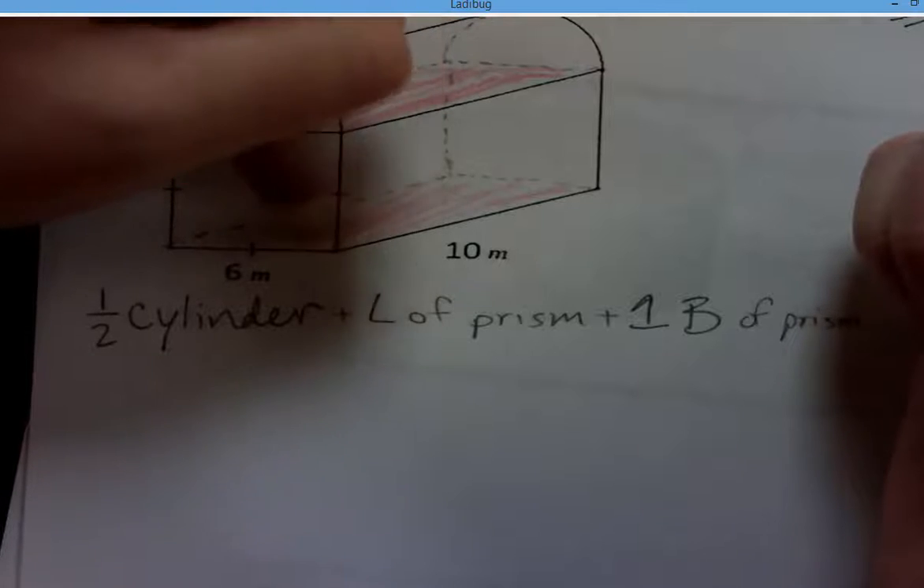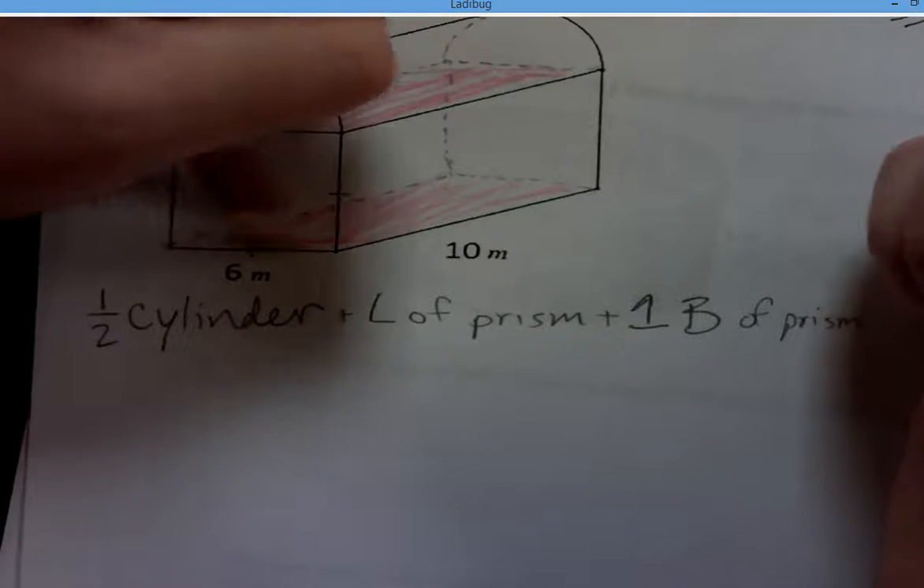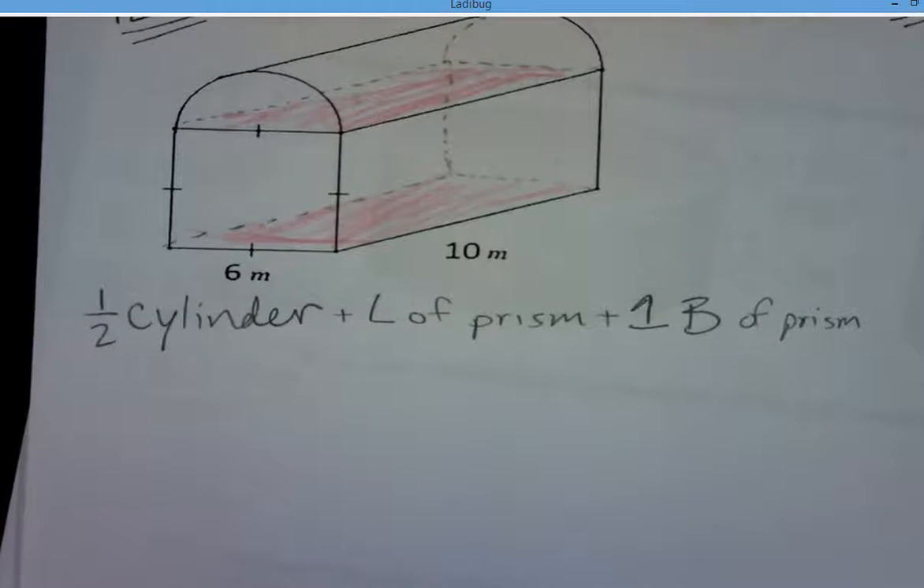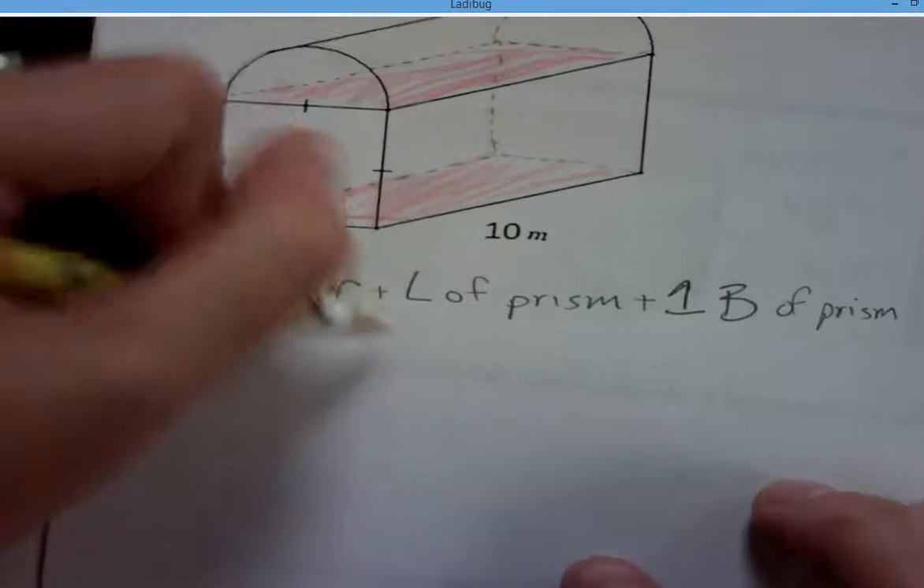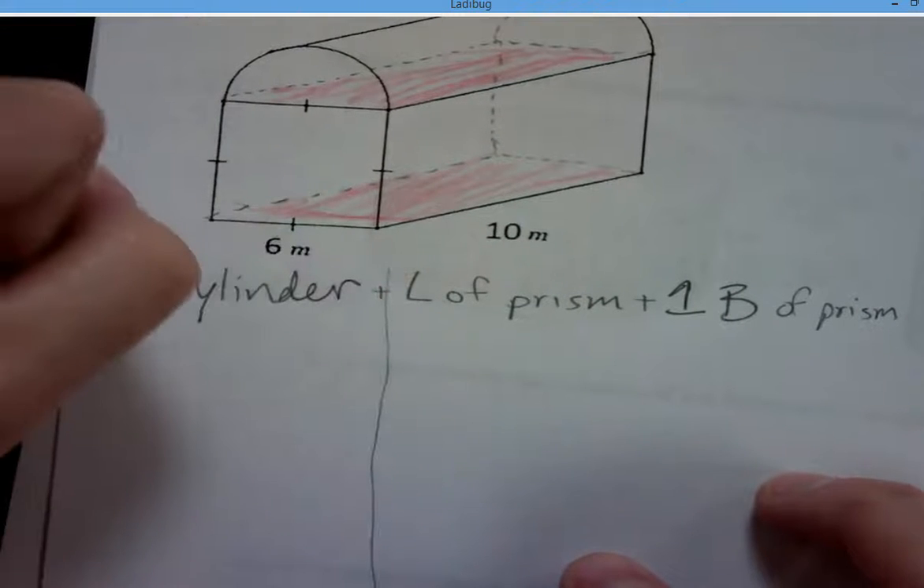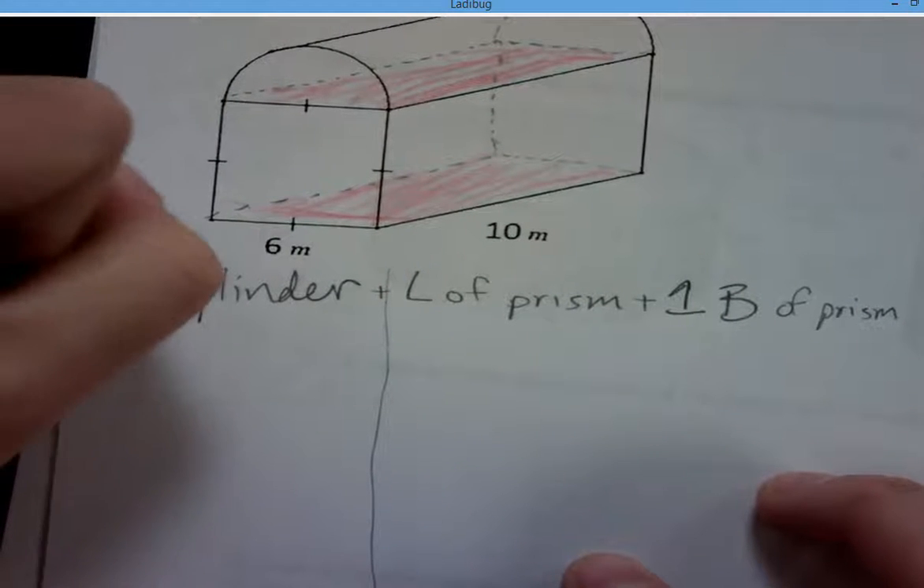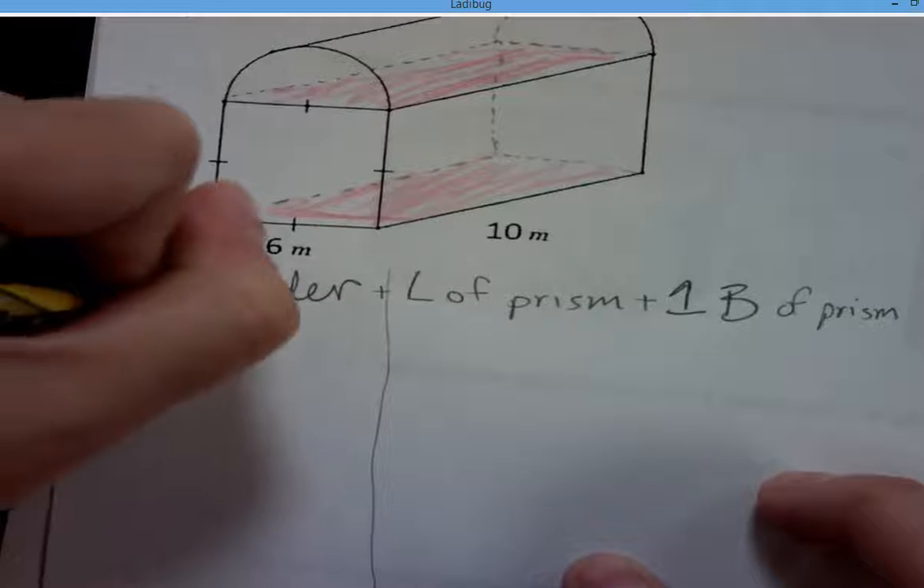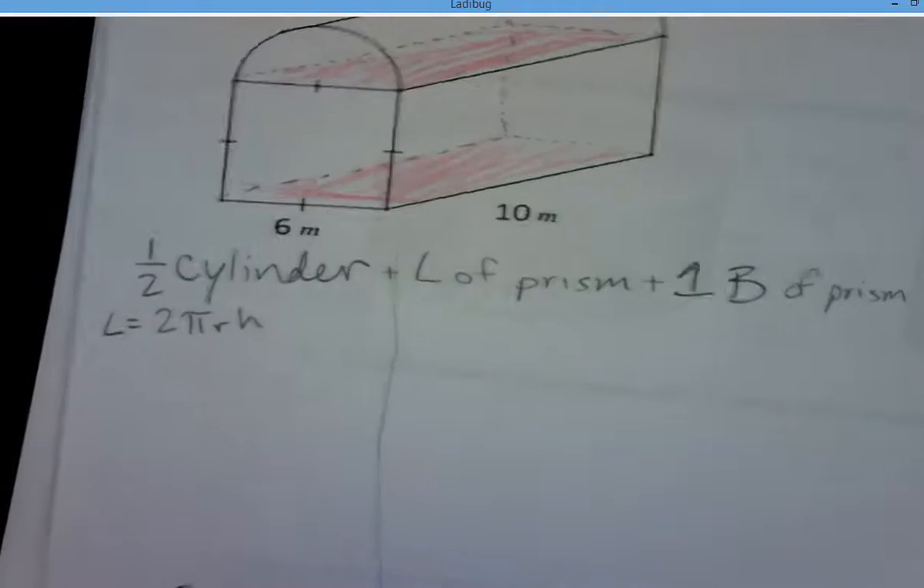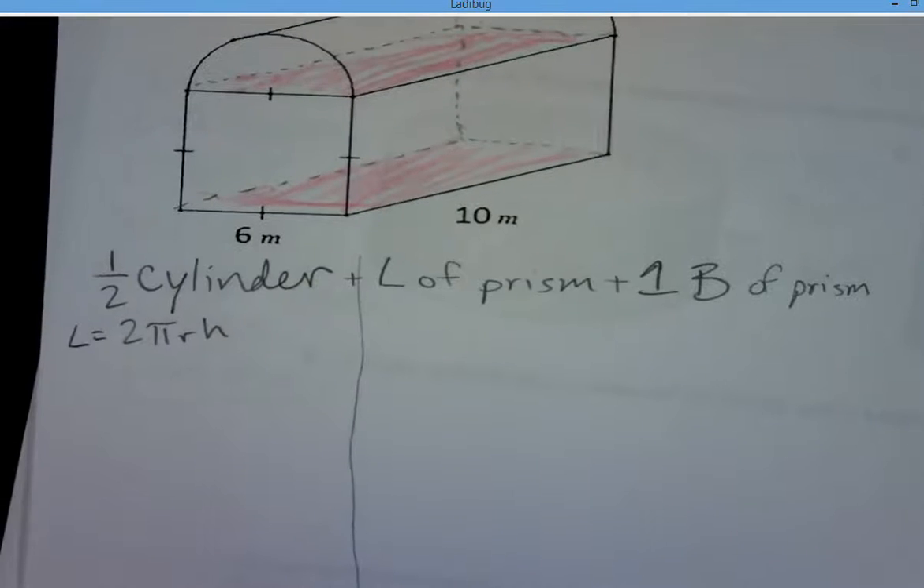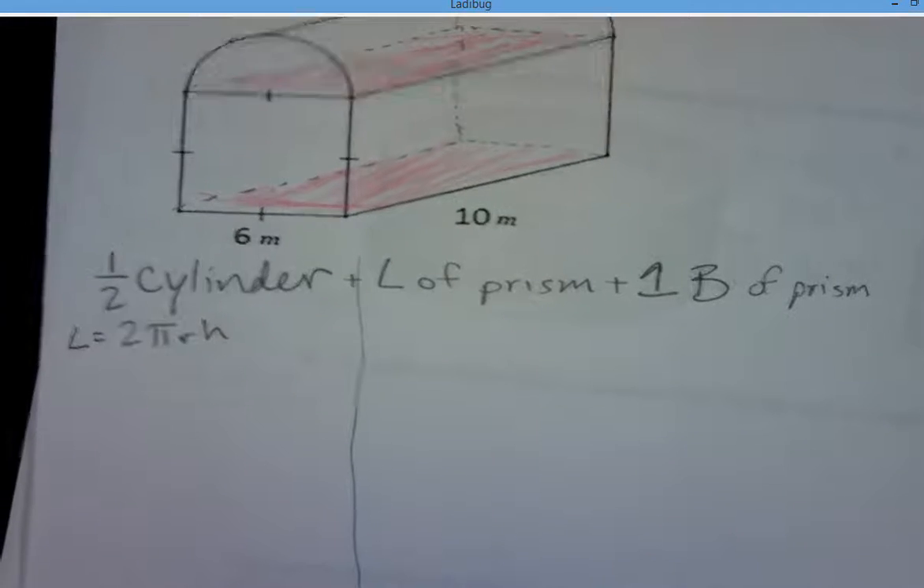So, yes, these shapes right here take a little thinking before you're just plugging in numbers. You have to figure out what you're trying to find. We only want the outside surface area. So let's start off by finding, for our cylinder, the lateral area, which is 2 pi r h. Let's all write that down. Do you have to memorize these formulas? No.